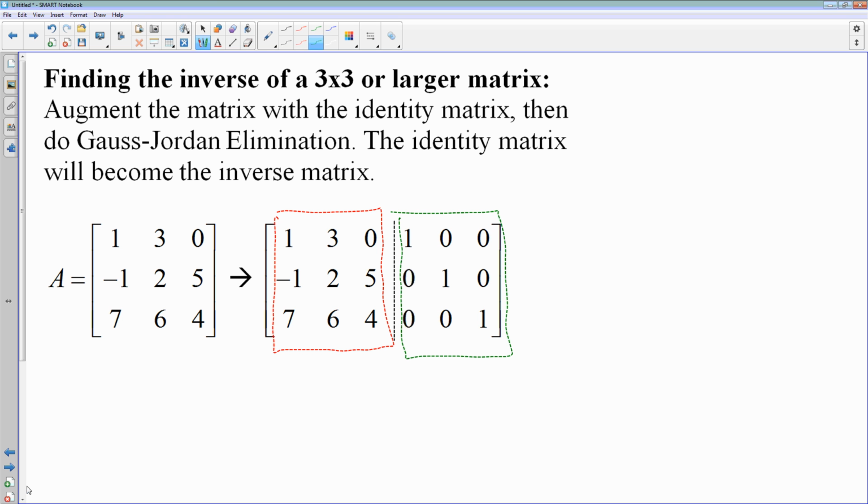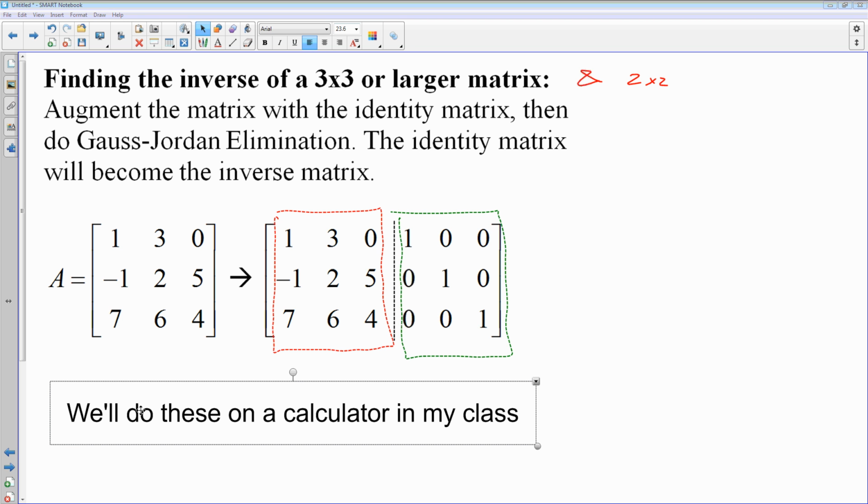By the way, you could also use this method if you wanted to be really difficult. You could do this method on any matrix. So I said 3 by 3 or larger, but this would actually work on a 2 by 2 matrix if you really wanted to make your life difficult. But we're going to do these things on a calculator. So that's all there is to those. We'll do these on a calculator, but just so you know, that's how you would do it. And that's it. Thanks.